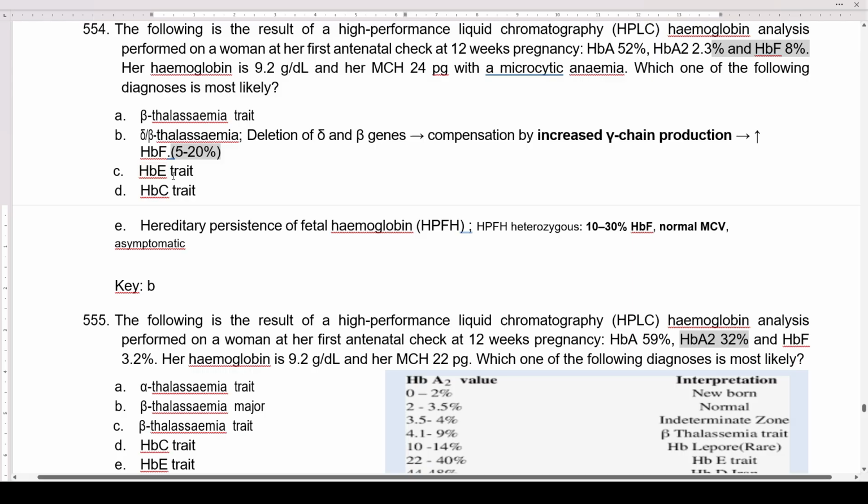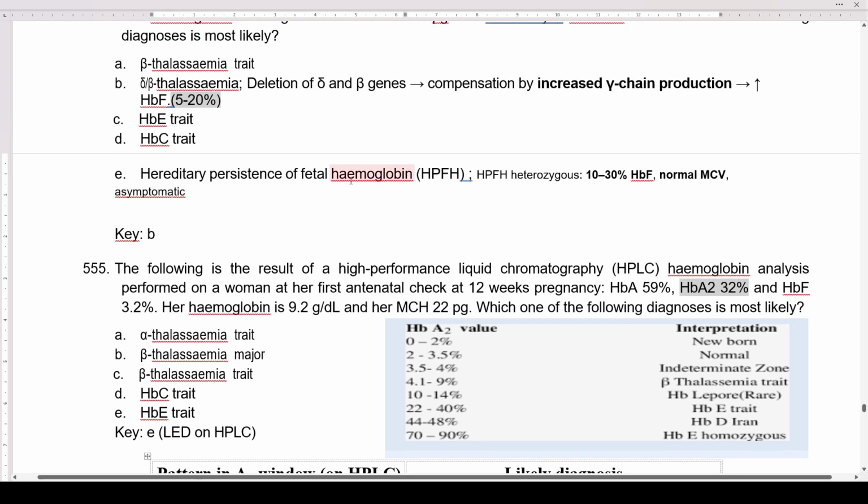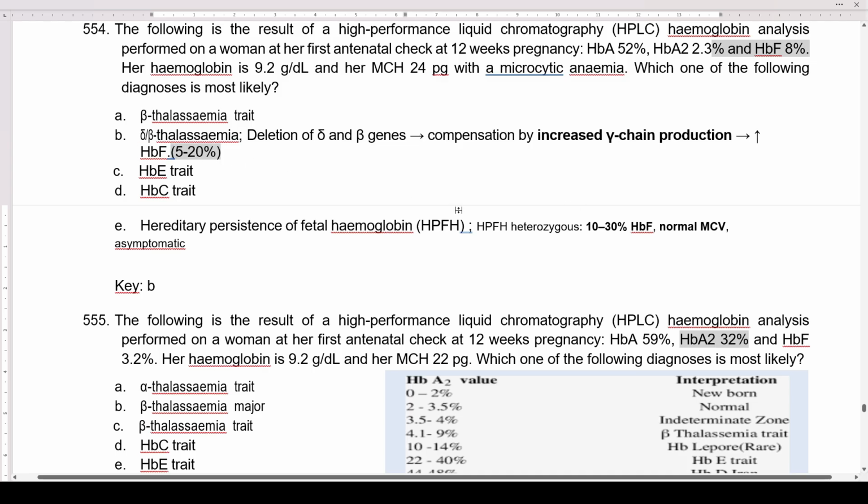Okay, so HbE, I will explain in this scenario, like how the HbE trait looks on HPLC. Then there is hereditary persistence of fetal hemoglobin. In this case also, if I'm talking about the heterozygous one, HbF is raised, about 10 to 30%. In delta beta it is 5 to 20%, here it is 10 to 30%. But the most important thing is that the indices will be normal. In HPFH, the indices will be normal and the patient will be asymptomatic. So just remember, in the differentials of heterozygous delta beta thalassemia is heterozygous hereditary persistence of fetal hemoglobin.